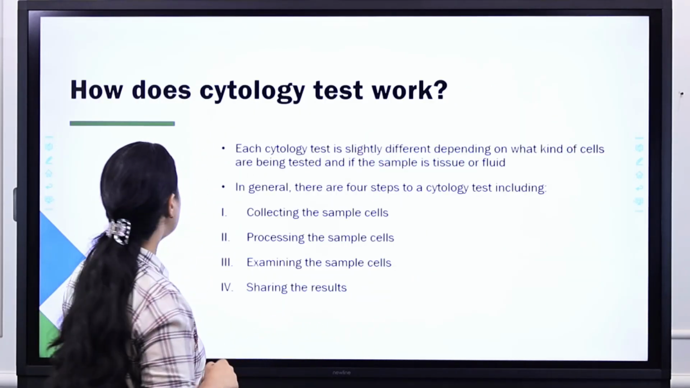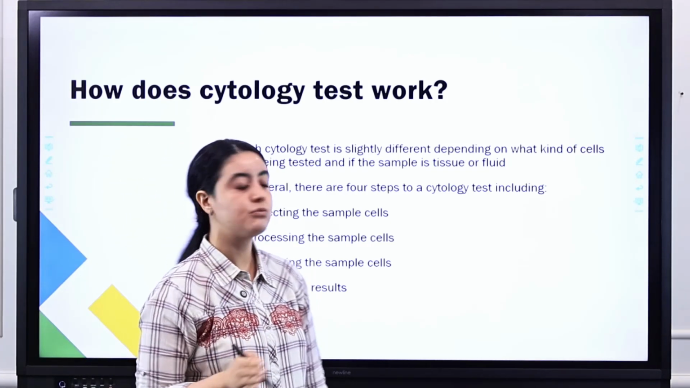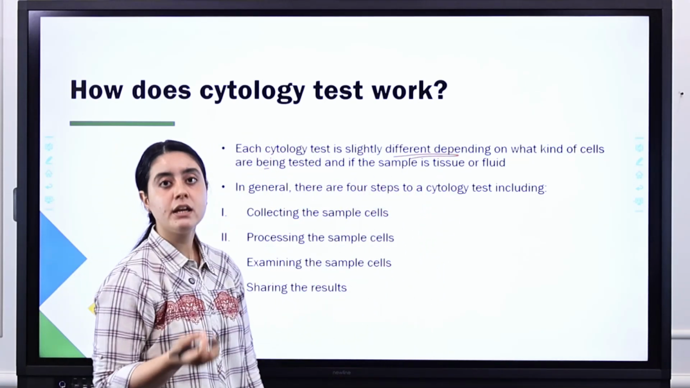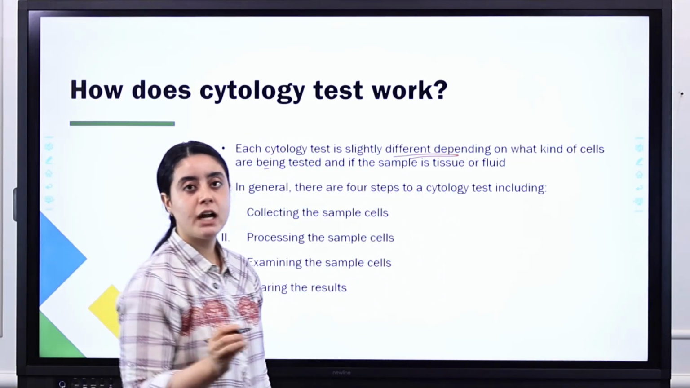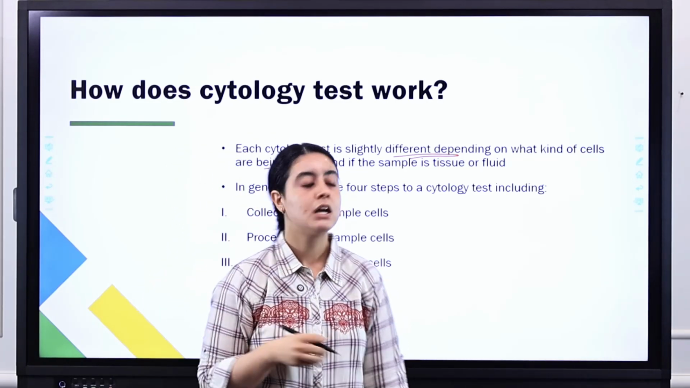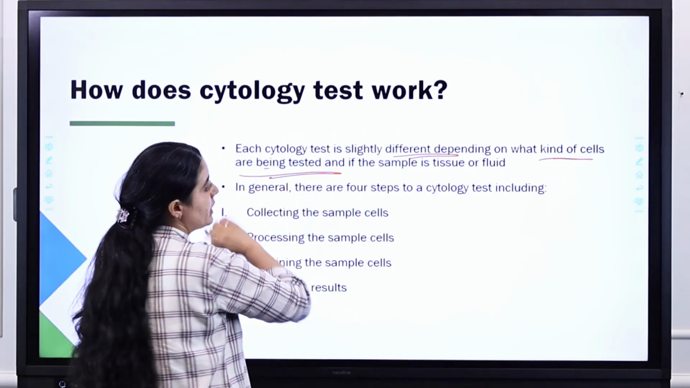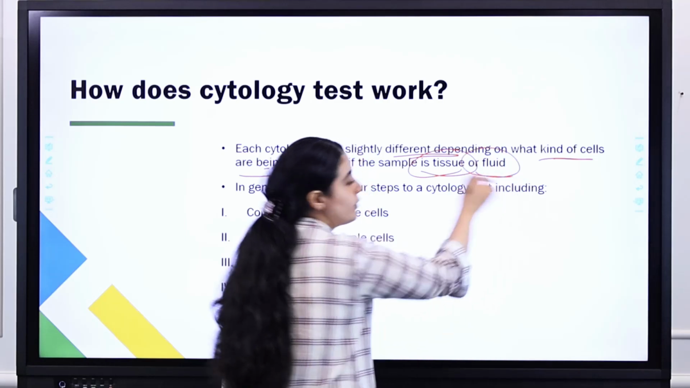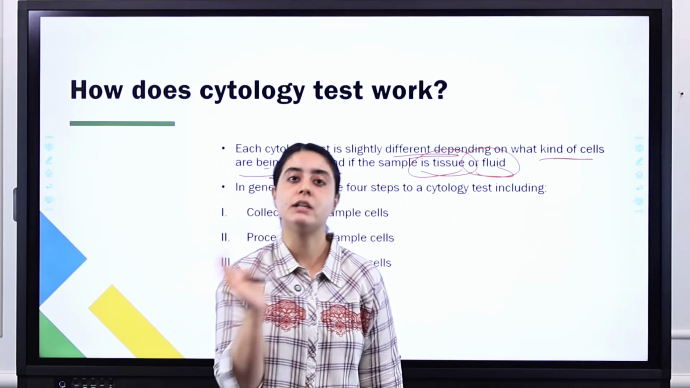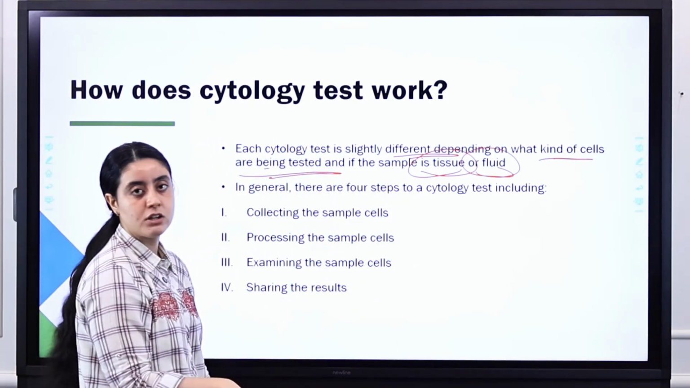Okay. Now, how does a cytology test work? Why do we perform it? Each cytology test is slightly different, obviously, depending upon the type of specimen we collected. Did we collect the whole fluid or some cells? It depends on what kind of cells are being tested, whether the sample is a tissue or a fluid. In general, there are 4 steps in a cytological test.